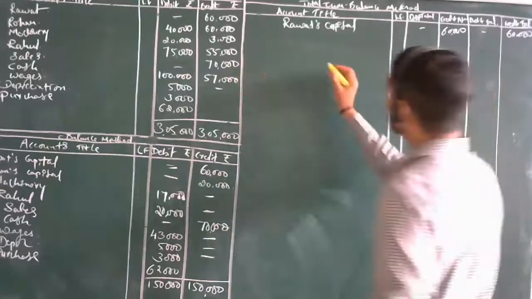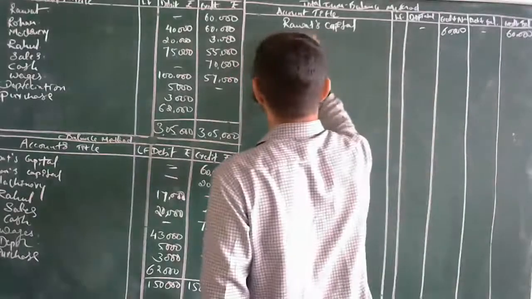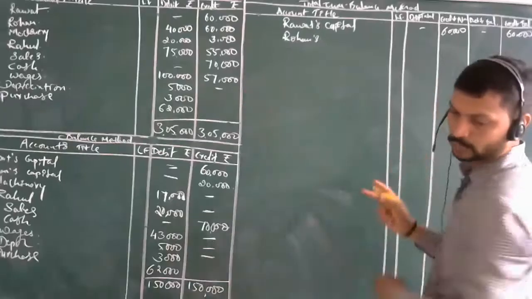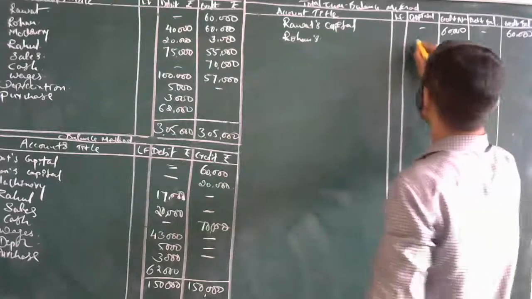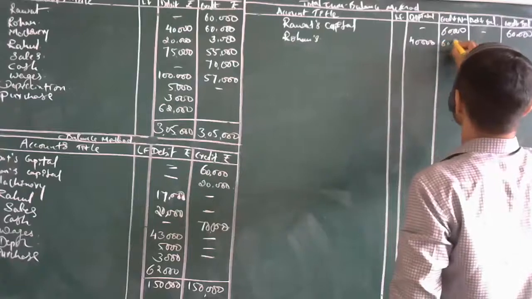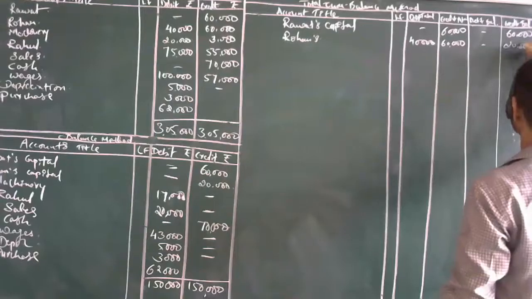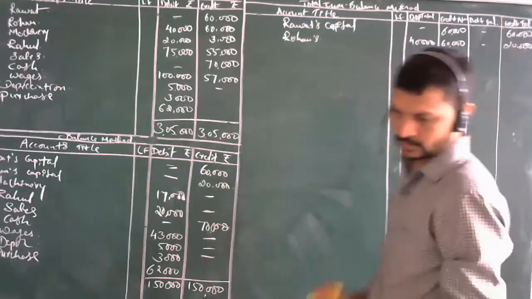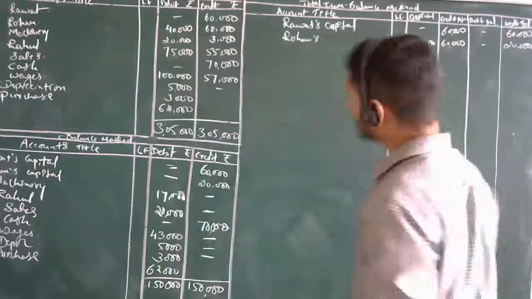Then next it comes to Rohan. Two entries are there for this. In debit we have 40,000 and in credit we have 60,000. Down in the balance it is only credit 20,000. All the things are correct here.